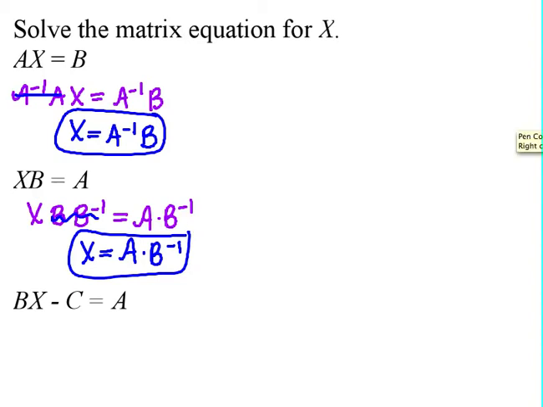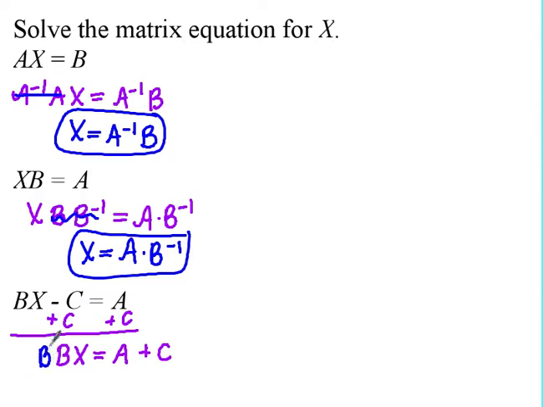What are you going to do on that third one? Add c first. Very good. So I end up having bx equals a plus c. Now, you think you should divide by b, but you know we can't. So we're going to do the inverse instead. So where am I going to put the inverse? Before b. Yep, I'm going to put it right here.